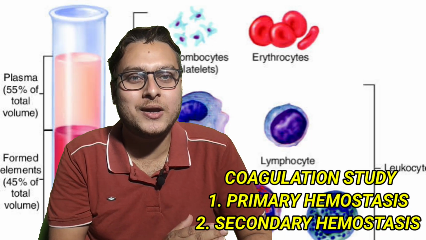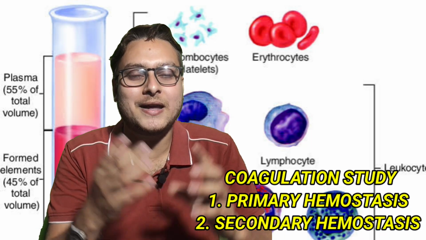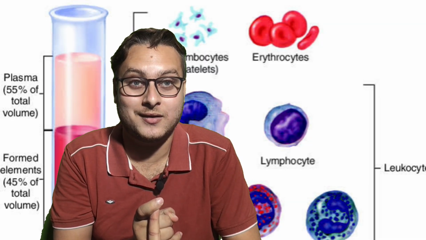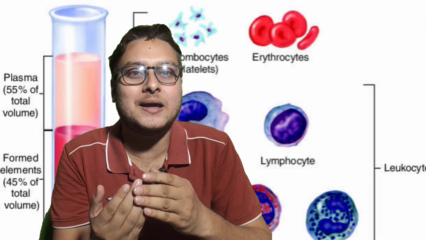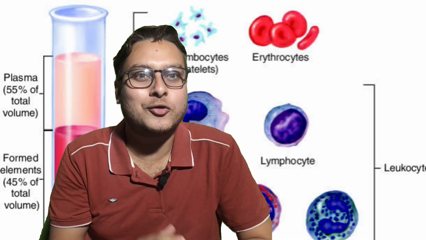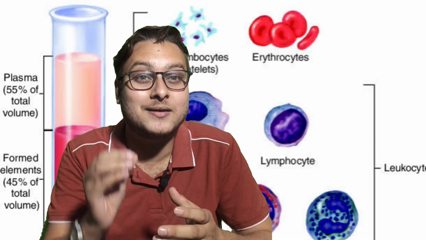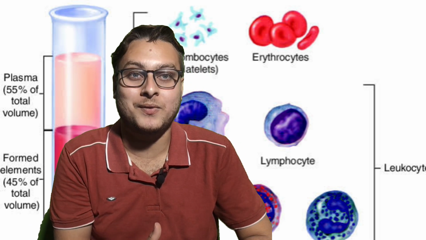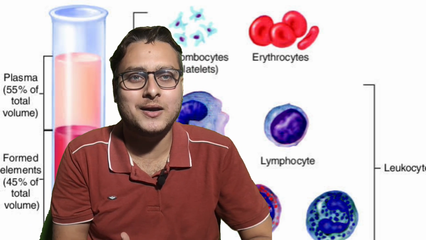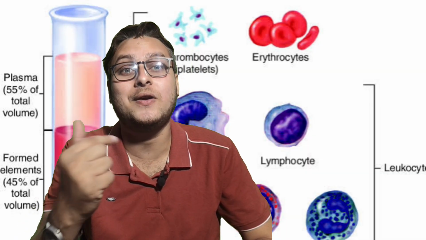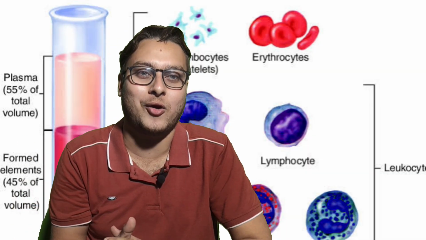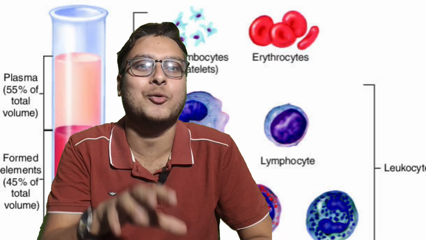In case of any injury, the platelets first come, they aggregate, and they try to stop the bleeding. This is known as primary hemostasis, and the platelets are not capable of stopping the bleeding permanently, so they need to activate our clotting system, our coagulation system. There are mainly 13 clotting factors present in our blood. The platelets get activated, they activate the clotting factors, which come together and produce a permanent clot. This is known as secondary hemostasis.